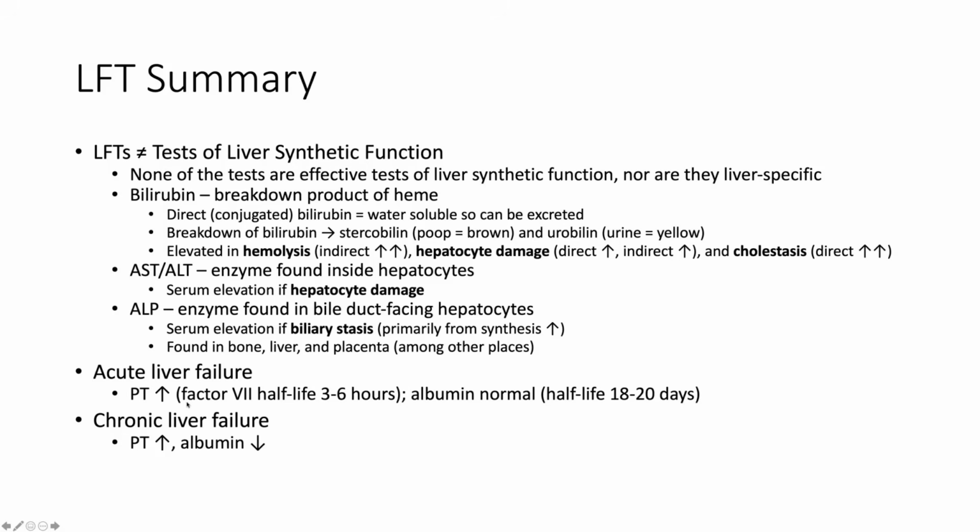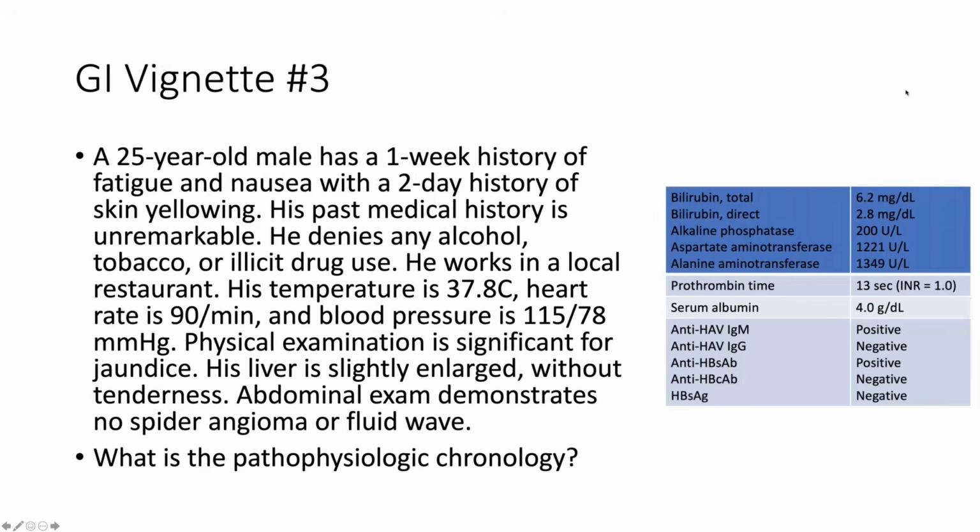And as a reminder, for liver failure, the most common ways of measuring synthetic function, there are a couple of others, but the most common ones are PT and albumin. So in acute liver failure, PT's up and albumin's normal, and in chronic liver failure, PT's up and albumin's low. That has to do with half-lives. So with that in mind, I want to go to our question.